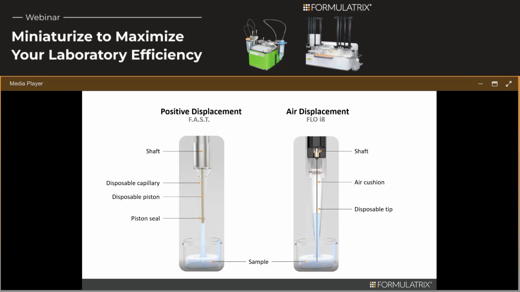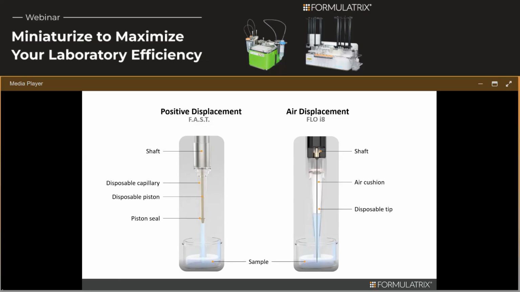On the other hand, Flow I8 is an air displacement pipetting system more similar to a handheld pipetter. A small air cushion exists between the piston and the liquid during the process. The piston inside the instrument moves down to let air out. This means the air is displaced by the piston and the volume of the air displaced is equivalent to the volume of the liquid aspirated.